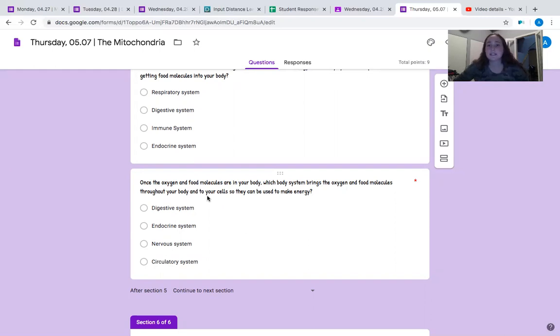All right, you should have said D, circulatory system. Remember, that contains your blood. So your heart pumps your blood, and your blood is like the little cars that drive things all over your body. It brings your oxygen from your lungs to the rest of your body. It brings the nutrients from your small intestine to the rest of your body.